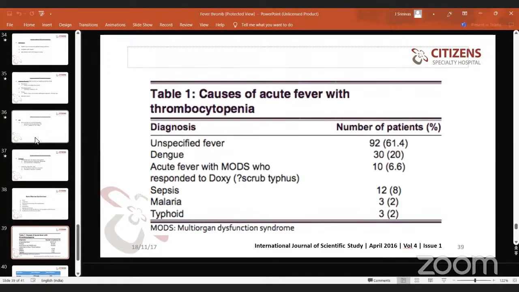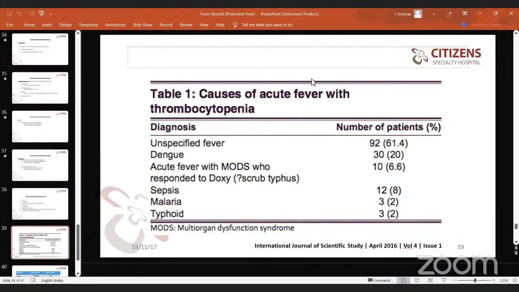So this is one of the acute causes of thrombocytopenia. This is ICU data from 2016, Indian Journal of Scientific Study. In 61 patients of thrombocytopenia, I looked into the data of patients who had a diagnosis like malaria, dengue, lepto, and these diagnosed types of fevers with thrombocytopenia. But I also wanted data on fever with thrombocytopenia: what are the diseases? So this is one of the papers I got.